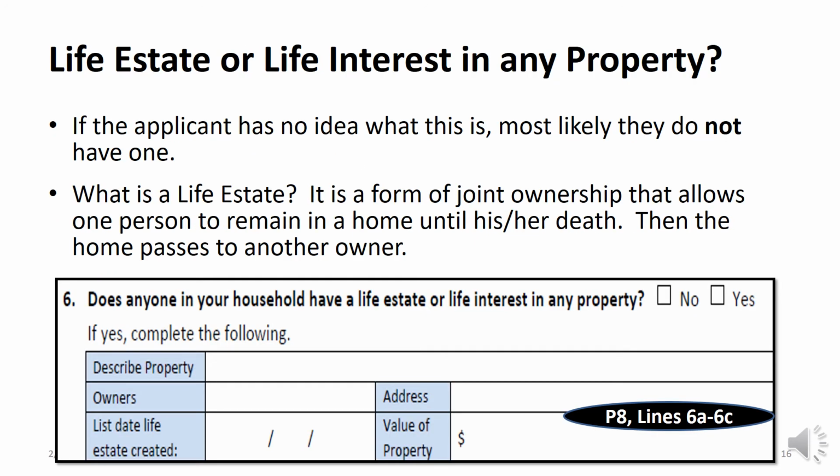Life estate or life interest in any property. If the applicant has no idea what this is, most likely they don't have one. What is a life estate? It's a form of joint ownership that allows one person to remain in a home until his or her death, then the home passes to another owner.